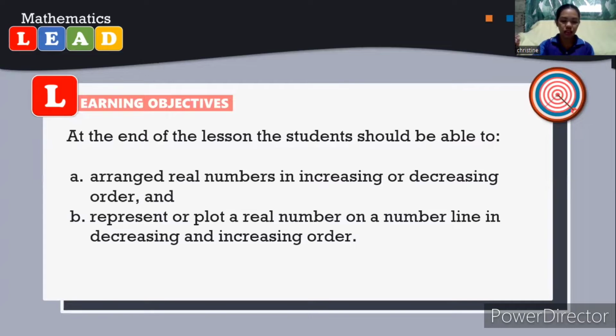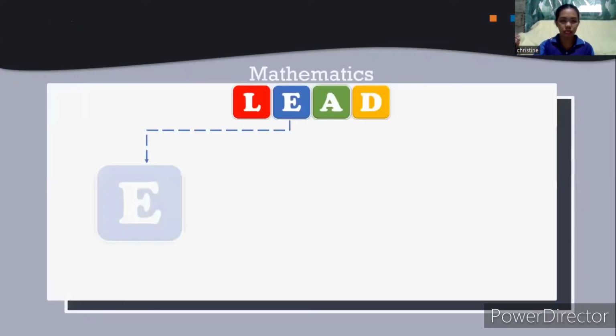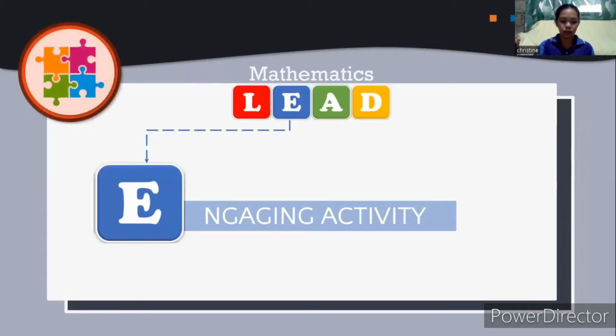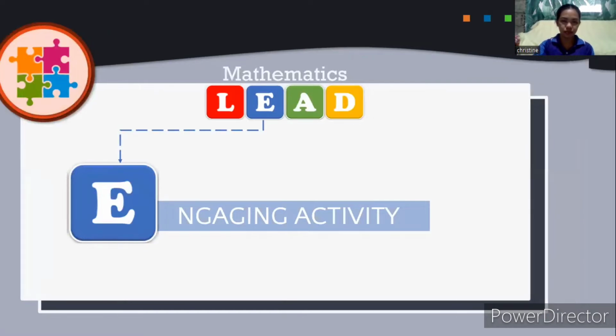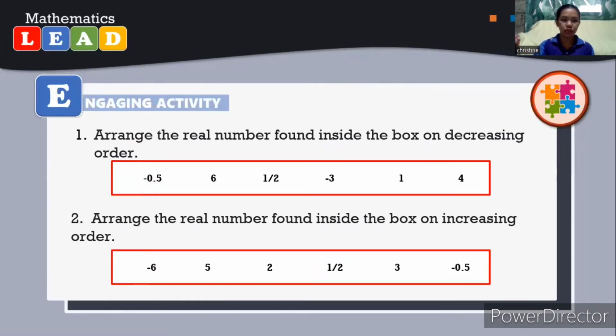Before we start our discussion, let us do some engaging activity to recall our knowledge. Number one, arrange the real numbers found inside the box in decreasing order. Number two, arrange the real numbers found inside the box in increasing order. I will give you 10 seconds to arrange it before we reveal the correct answer. So let's start.